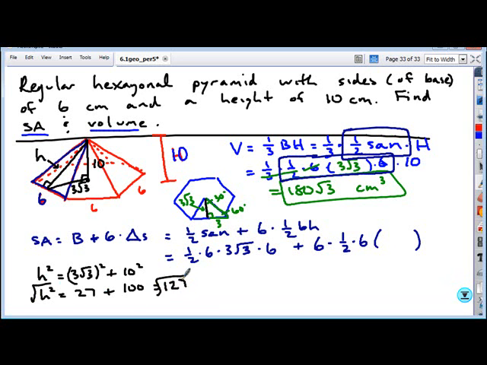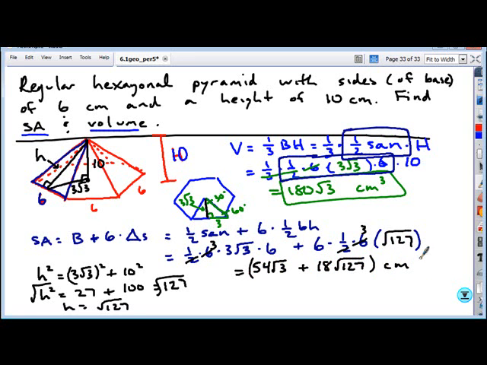Extract the square root: h is equal to plus or minus root 127. We can disregard the negative because it's a length. So we have the square root of 127, and we can't simplify that any further. When we go through to solve this, half of 6 is 3, 3 times 3 is 9, times 6 is 54 root 3, plus, again, half of 6 is 3, 3 times 6 is 18 root 127. So there's our measure. It's in centimeters, and it's an area, a two-dimensional measurement, so we'll square it. And that gives us our overall answer.